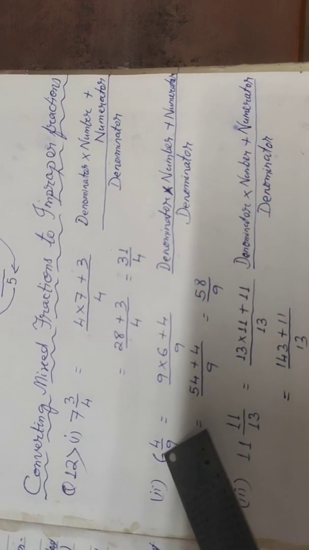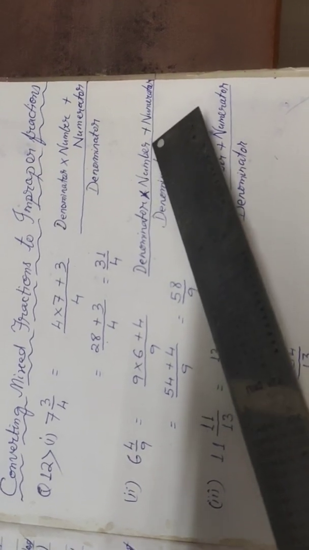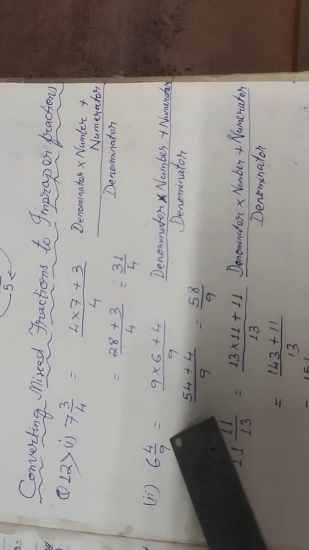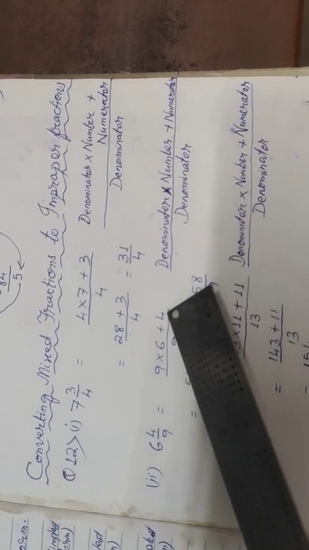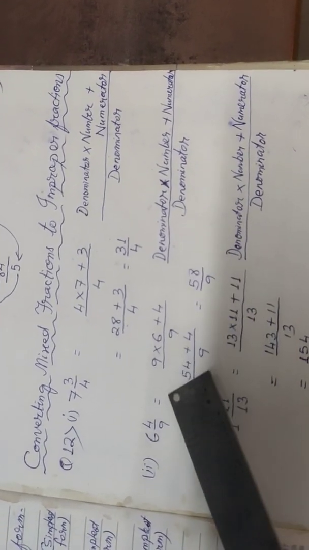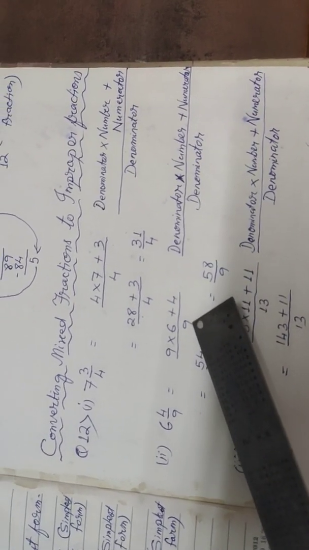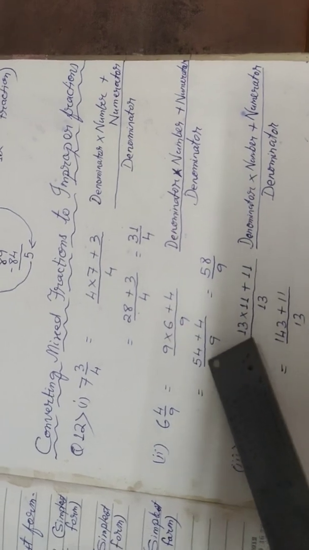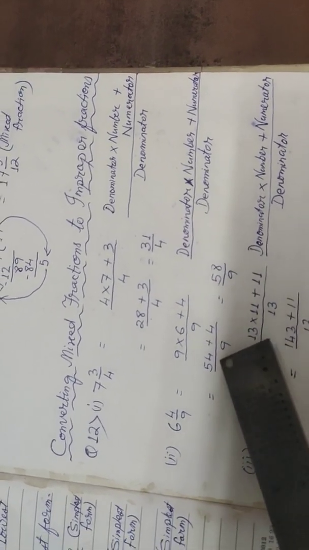Likewise, the next question is 6 4 by 9. This is the mixed fraction. The same formula will work for this also. Denominator into number plus numerator. Denominator 9 into number 6 plus numerator 4. The whole thing divided by the denominator. Denominator is 9. So solve it. 9 6s are 54 plus 4. So 54 plus 4 is 58 by 9. This is our improper fraction.